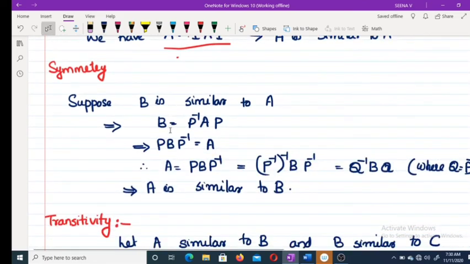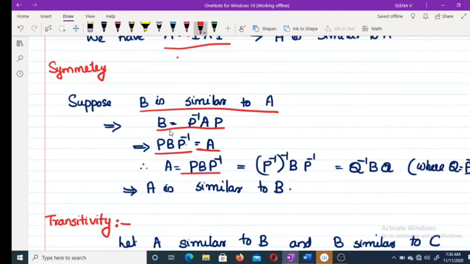Now prove symmetry. Suppose B is similar to A, and we have to prove that A is similar to B. B equals P inverse AP. Now if we multiply by P on the left and by P inverse on the right, we get PBP inverse equal to A, that is, A equals PBP inverse, which is the same as (P inverse) inverse B (P inverse). If Q equals P inverse, then this is equal to Q inverse BQ. This implies A is similar to B.